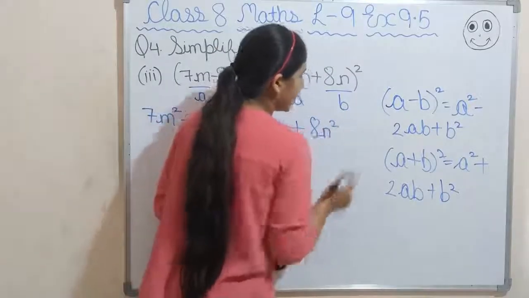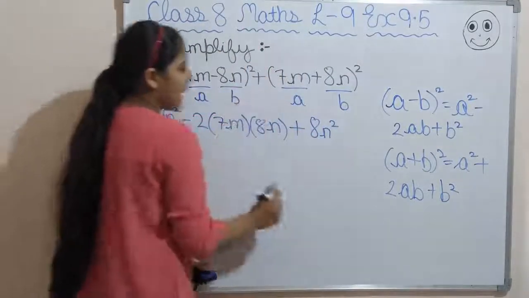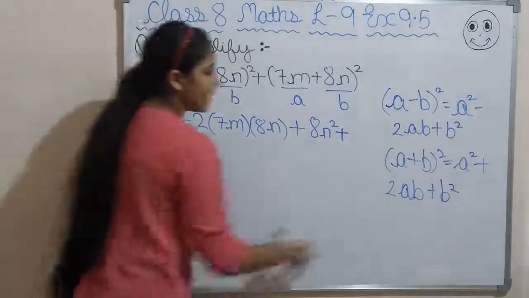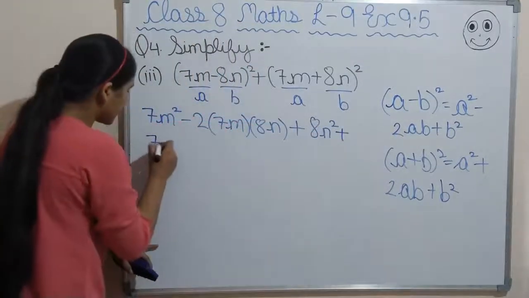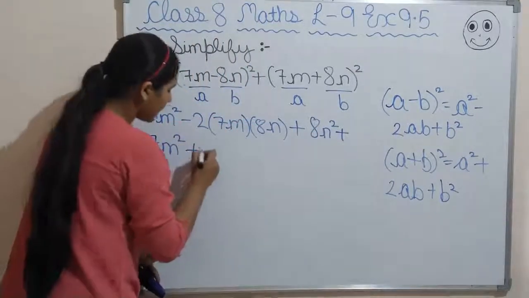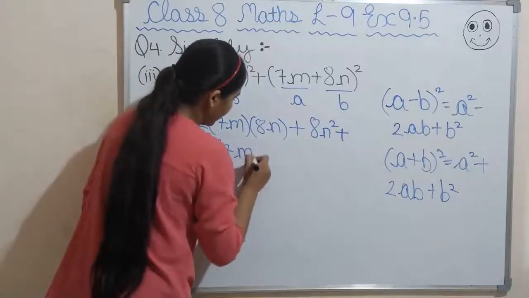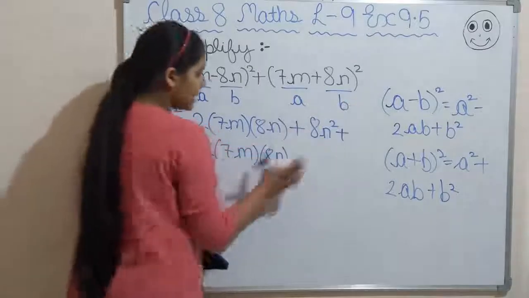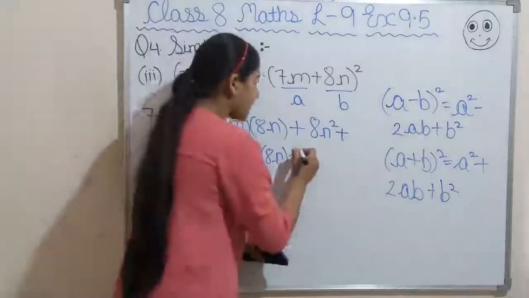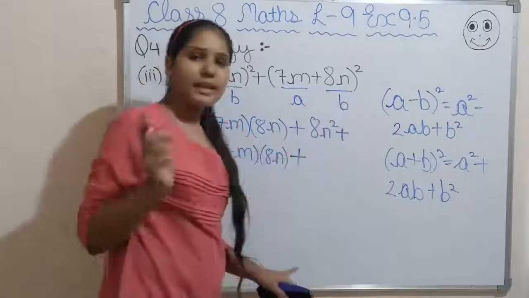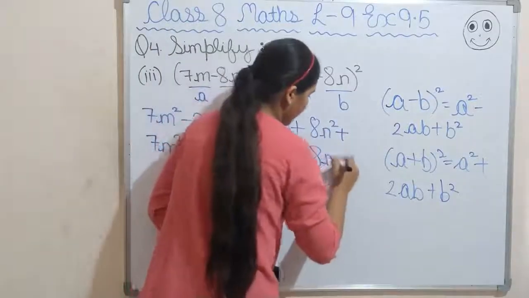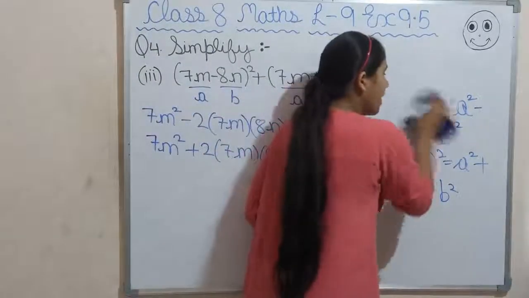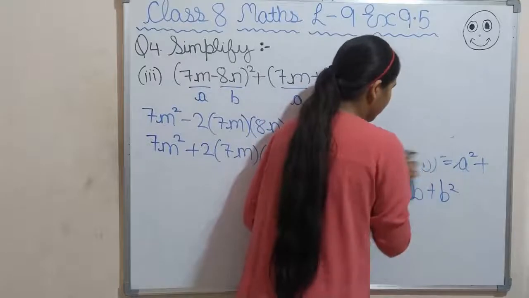Then after that we are going to write plus, then a square is again 7m square, plus as it is 2 into 7m into 8n, because a is 7m and b is 8n. Then plus as it is b square, b is this, means 8n square. Now we have applied the property in the question, so now we are going to do it further.